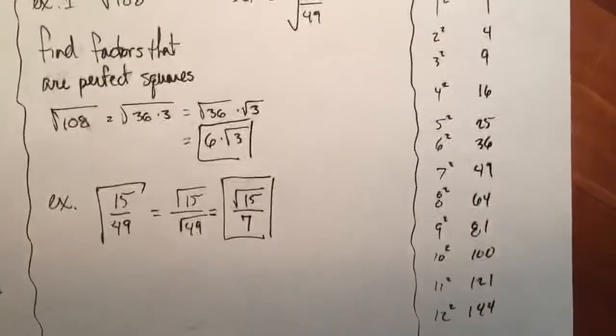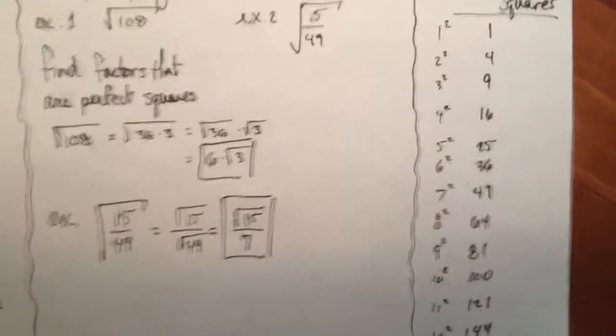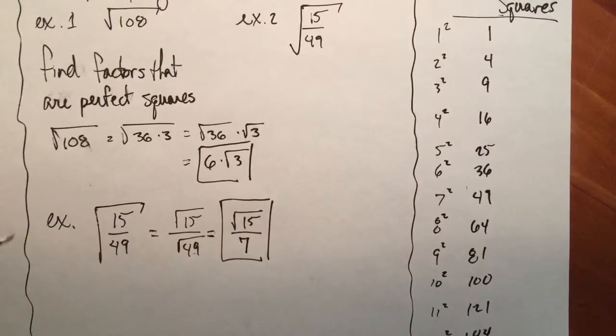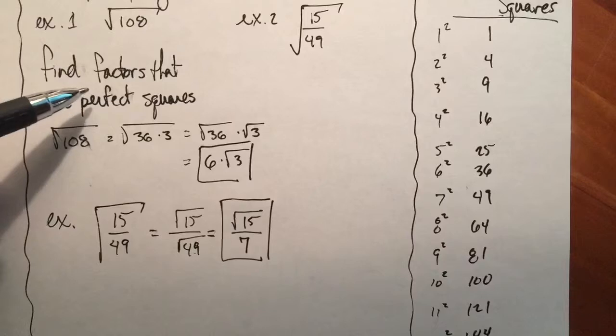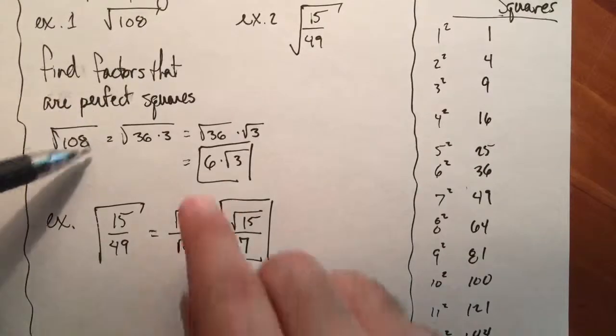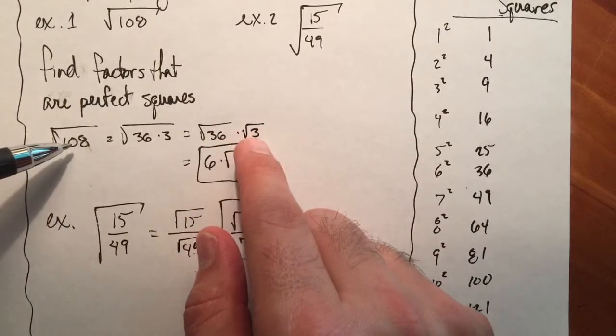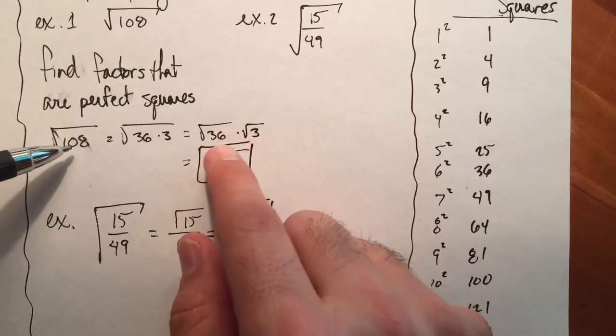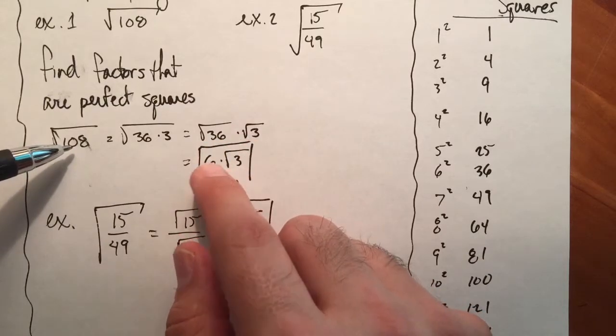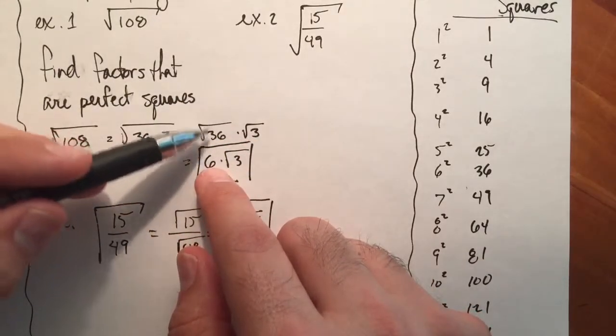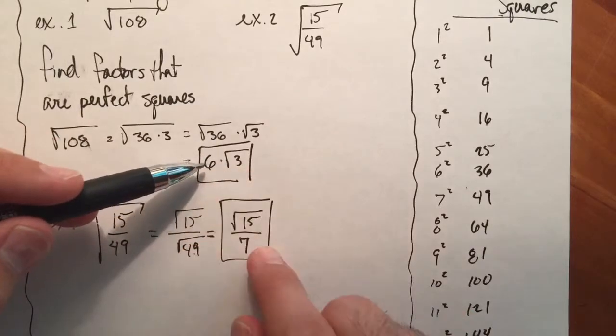So as you're working through these problems today, and when we're working through these problems together on the board, you're going to see that we're going to be looking for perfect squares. We're going to separate the factors out under their own radicals, and then we're simply going to take the square root of the perfect square, and that's going to be our simplified answer.